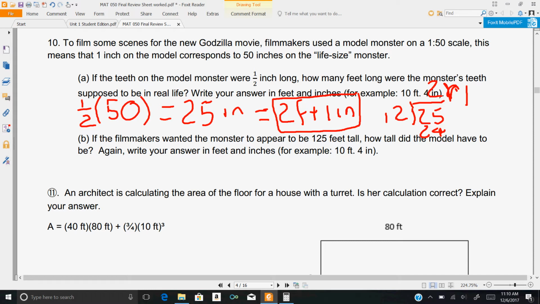I know what the size of the monster is. So I'm going to put an X for the size of the model, and I'm going to multiply that by 50 and say it's equal to 125 feet.